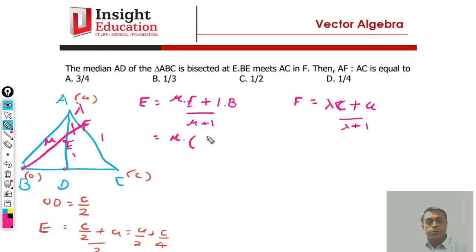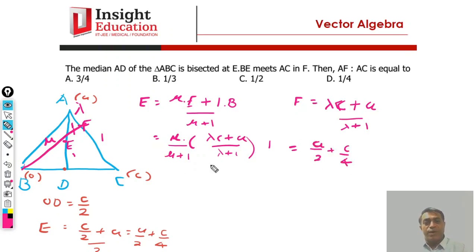So mu lambda c plus a upon lambda plus 1. For b it is 0, so I can remove it. So divide it by 1 upon, or I can directly write upon mu plus 1. So mu upon mu plus 1, lambda c plus a upon lambda plus 1, and this is equal to a by 2 plus c by 4.